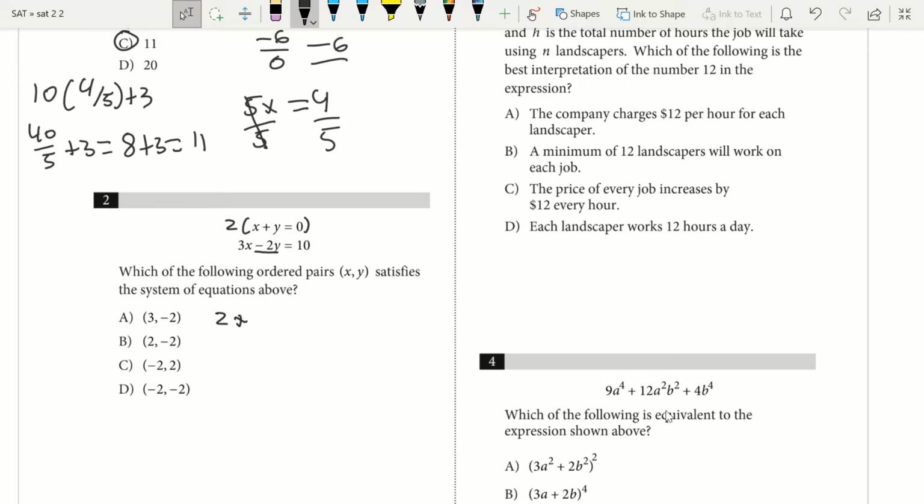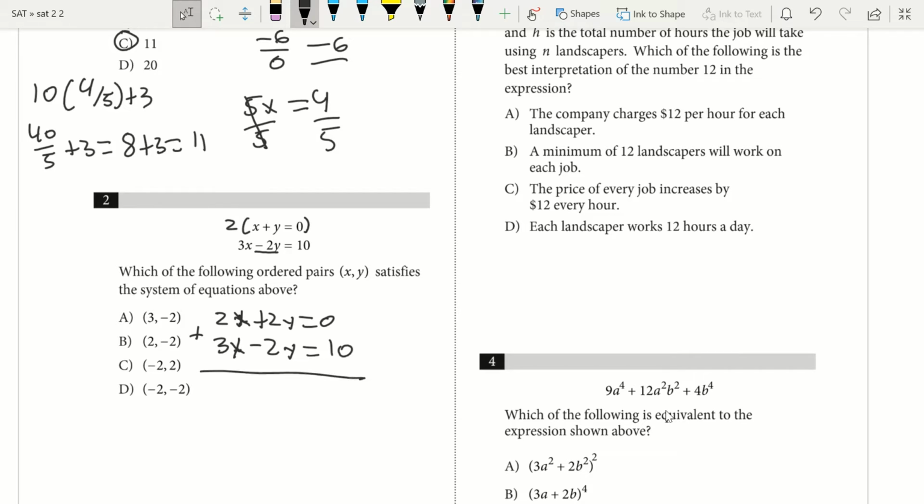I'll go 2x plus 2y is what I will get when I multiply the top equation by 2. And that will equal 0 because we have no number on the right side. So we have 2x plus 2y equals 0. And then we have 3x minus 2y equals 10. Now we'll go ahead and add them.